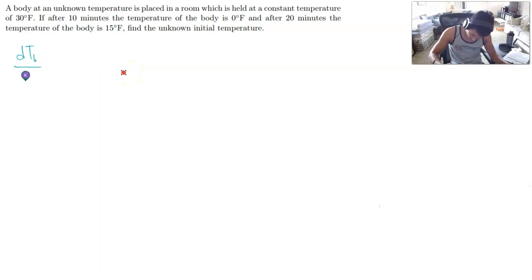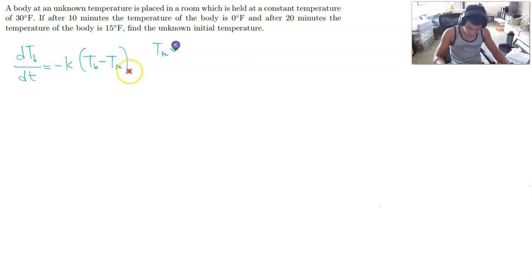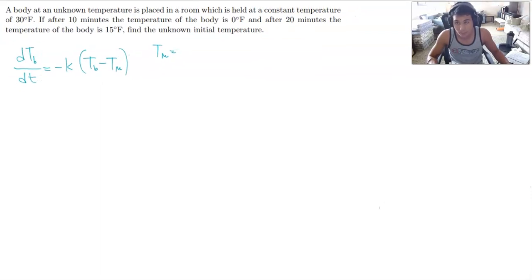Now, lucky for us, there were some very smart people before us, and they had this equation: dT_B/dt is equal to negative k (T_B minus T_M), where T_M is the temperature of your medium. If you look up here, you see the constant temperature of 30 degrees. So the room is at a constant temperature of 30 degrees, so T_M is equal to 30 degrees.